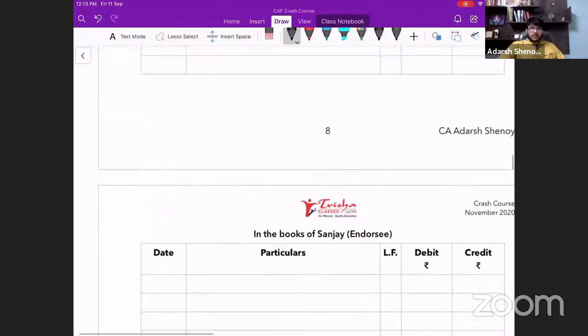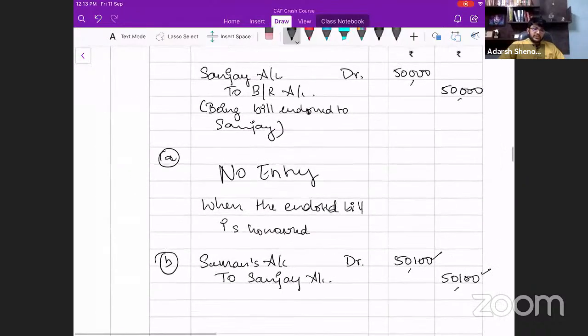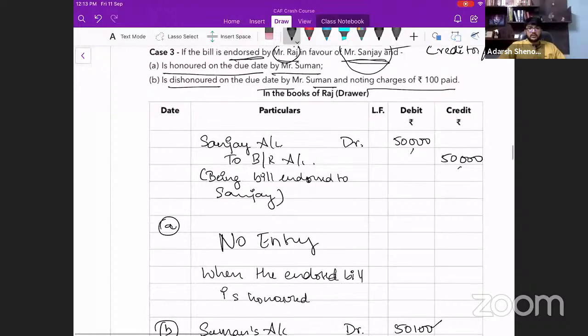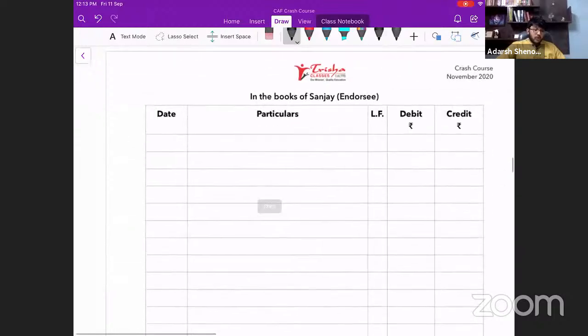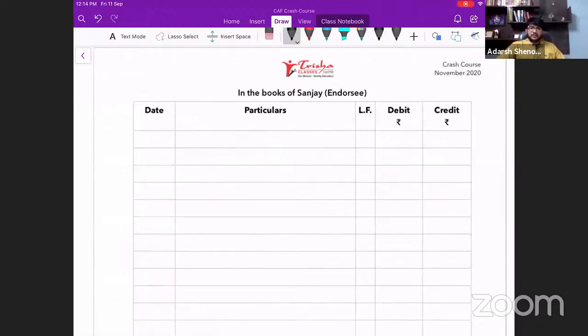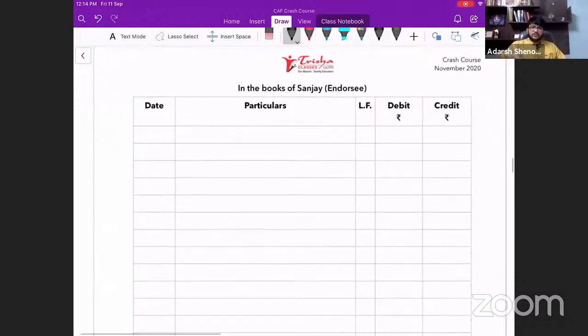Okay. Can I go to the next case? Are we done with endorsement? Yes, we're done with endorsement. What is the next case? Case 4, endorsee's books. Shall we pass some entries in the books of endorsee also quickly? Yes, in the books of endorsee, some entries.